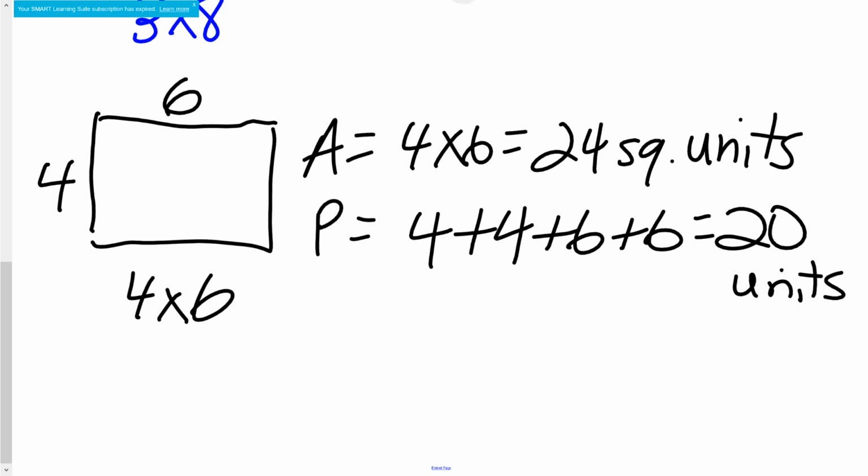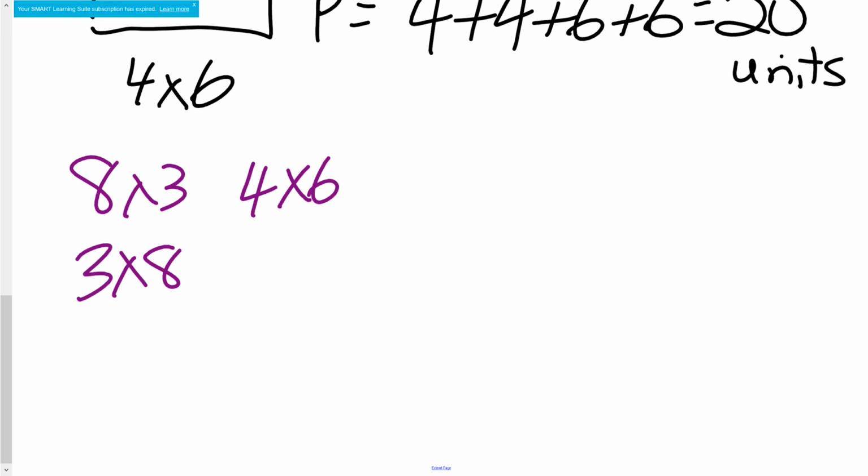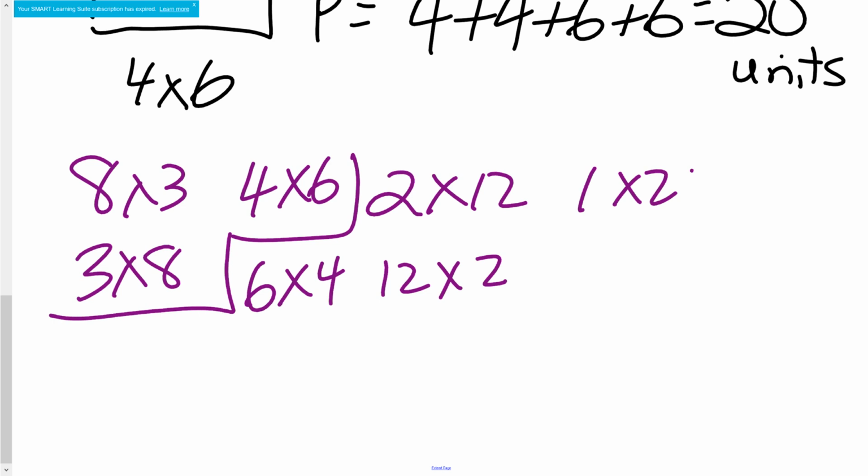Now there are several other arrays I could have drawn. So I did draw 8 times 3 and 3 times 8. I did draw 4 times 6. I could have drawn 6 times 4. Could have done 2 times 12 and 12 times 2. I could have done 1 times 24 and 24 times 1.